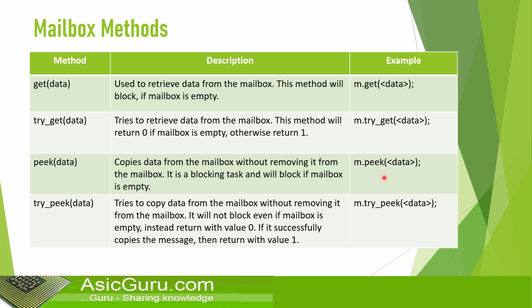Next we have peek. This method copies the data from the mailbox without removing it. And it is a blocking task, means if the mailbox is empty, then it will wait. Next we have try peek. So similar to peek, this method copies the data from the mailbox without removing it, but it is non-blocking, means if the mailbox is empty, it simply returns with value 0, and if the data is available, it copies the data and returns with value 1.